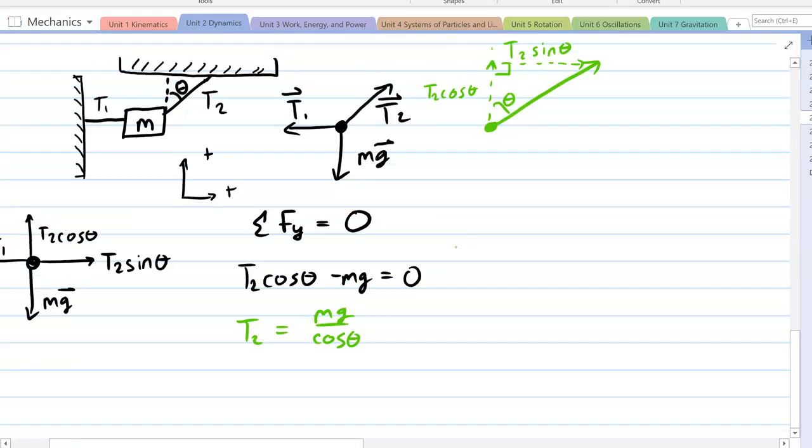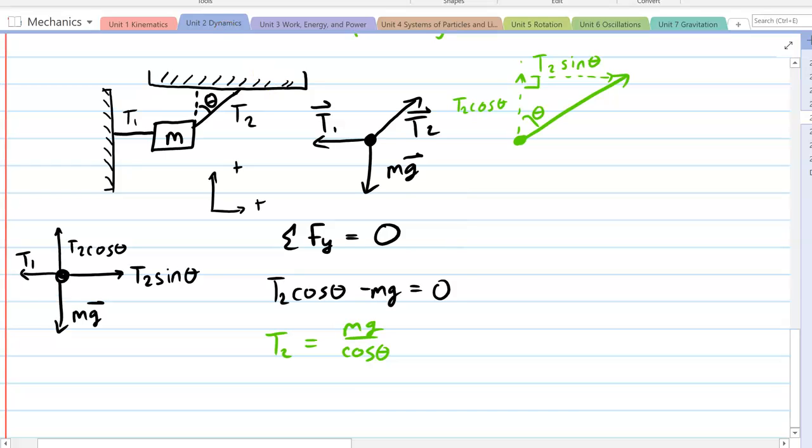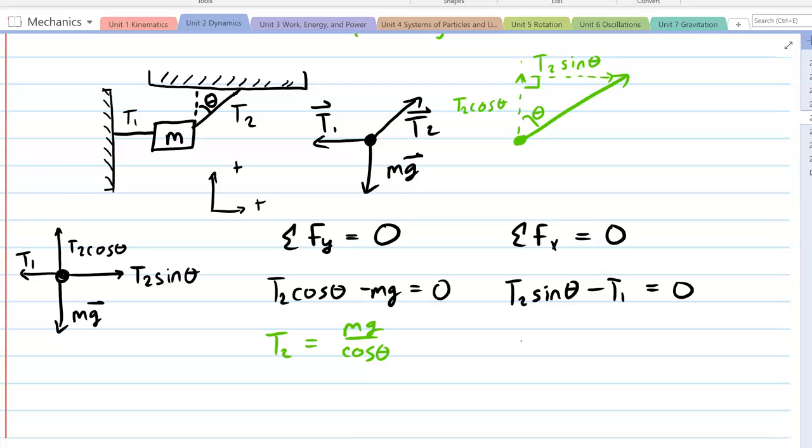Okay? Now we want to look at the x direction. It's also not moving, right? So in this one we only have two forces as well. T2 sine theta minus T1 is equal to 0. In other words, we have two tension forces and an angle. So we can actually do something pretty interesting here. Kind of use these two equations together.